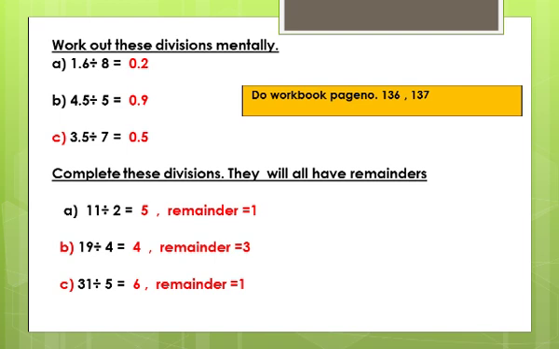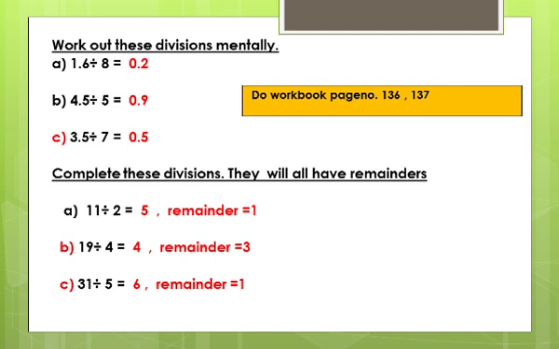Examples: 1.6 divided by 8. 16 divided by 8 is 2. So 1.6 divided by 8 is 0.2. 4.5 divided by 5. 45 divided by 5 is 9. So put the point before the last number. 4.5 divided by 5 is 0.9.